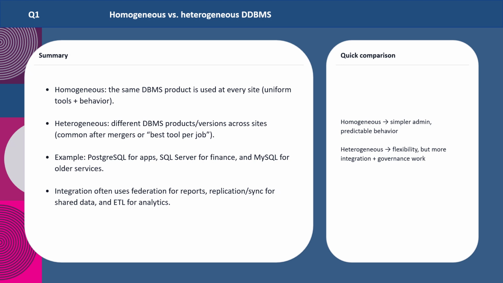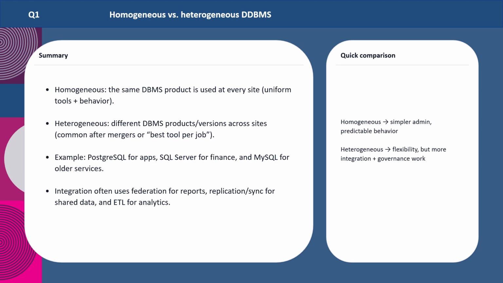So this often happens after a merger. For example, one team keeps PostgreSQL, right? Or let's say a finance team decides to stay on SQL Server, and older services still run on MySQL. So to make those different systems work together, companies usually rely on three things.